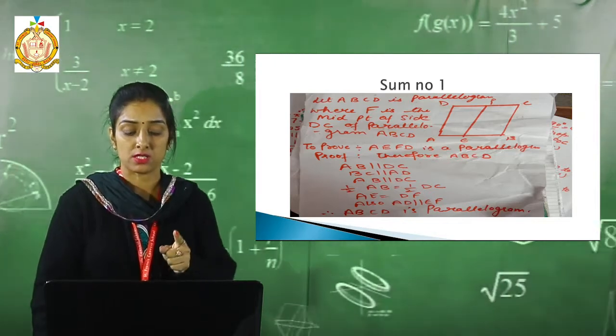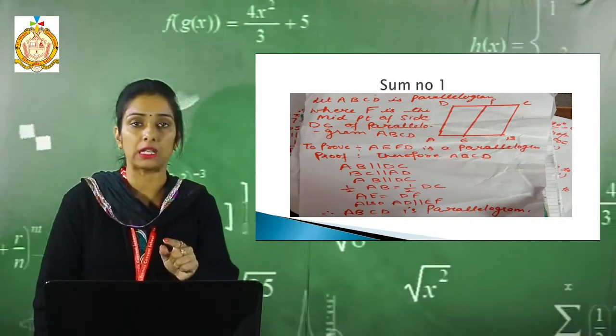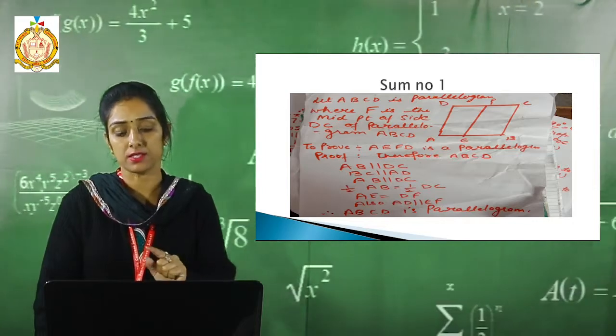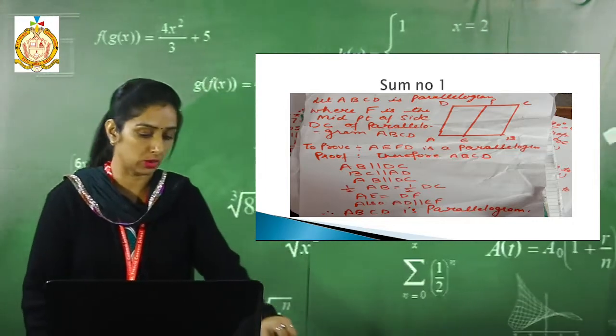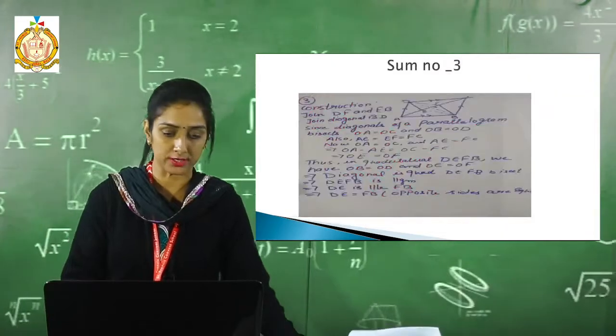From this, see students, by mistake I wrote ABCD here. You just write AEFD here. That is a parallelogram. Okay, you have to correct it here. AEFD is a parallelogram, right?